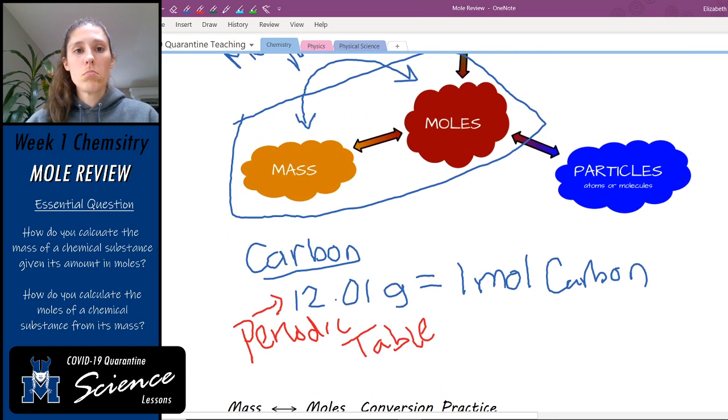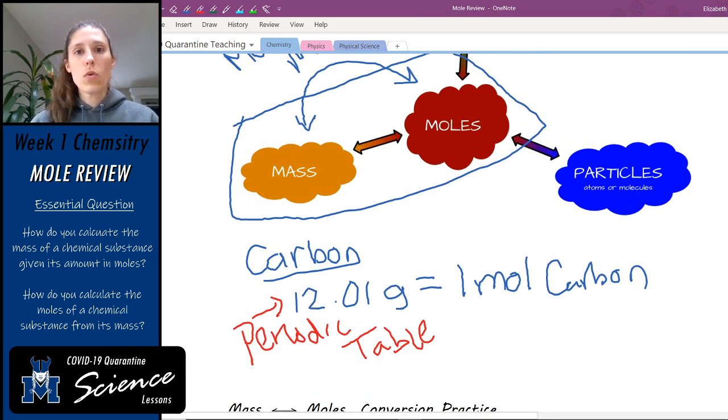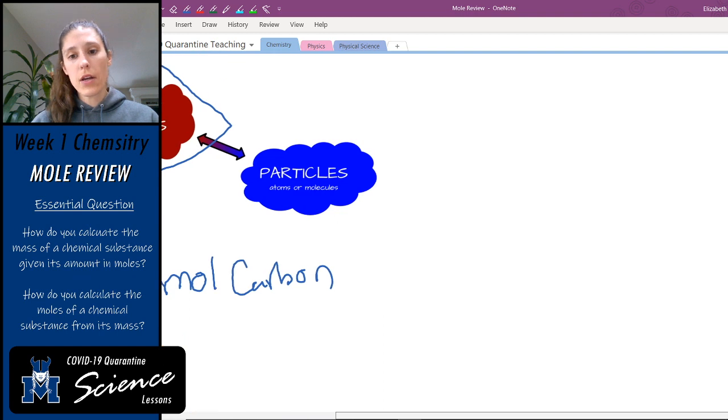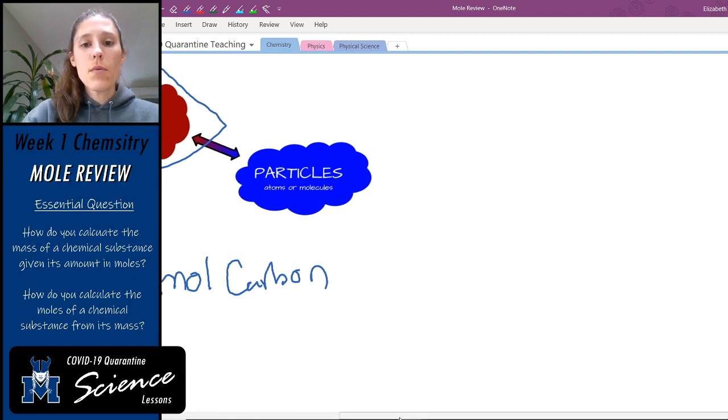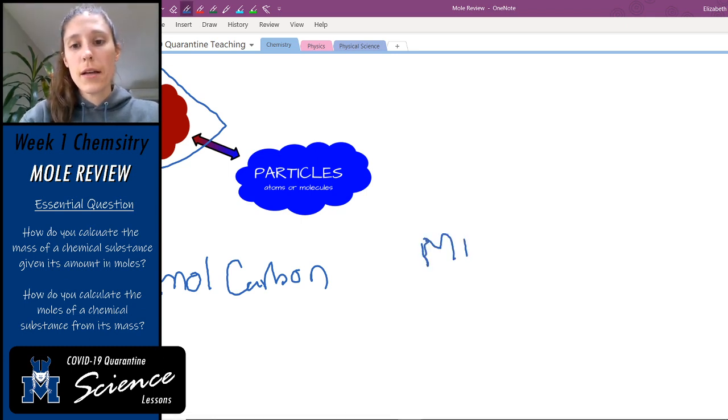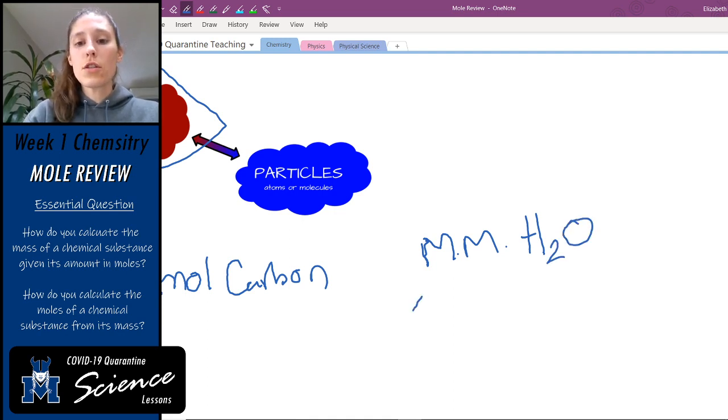So for a pure element, it's very simple to find the molar mass. When you have a compound, let's say H2O, then you're going to have to do a little bit of a calculation, not too much. Let's say we're finding the molar mass of water. Water has 2 hydrogen atoms. Each hydrogen atom is 1.01.